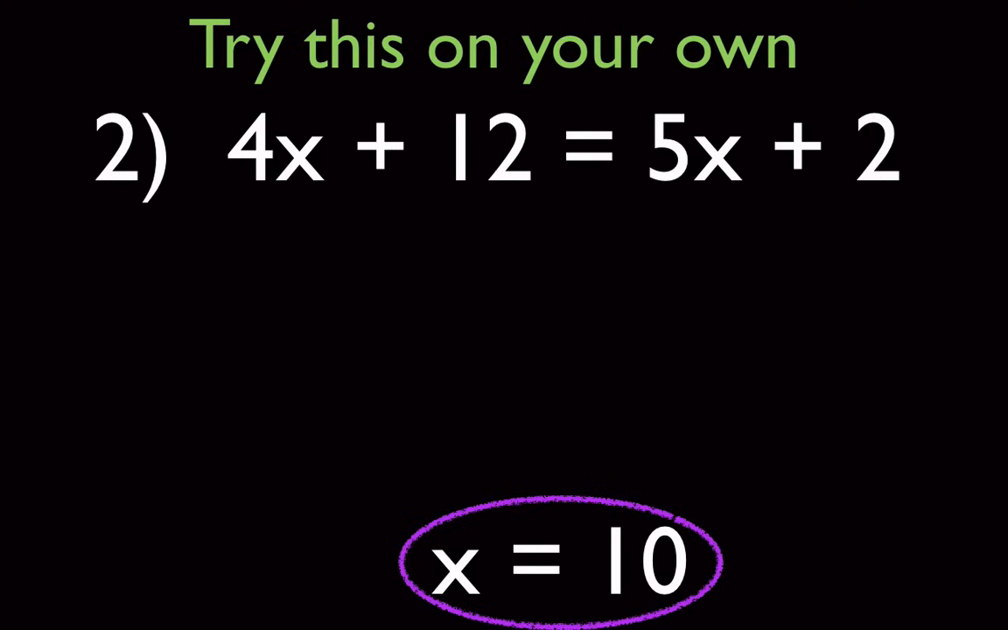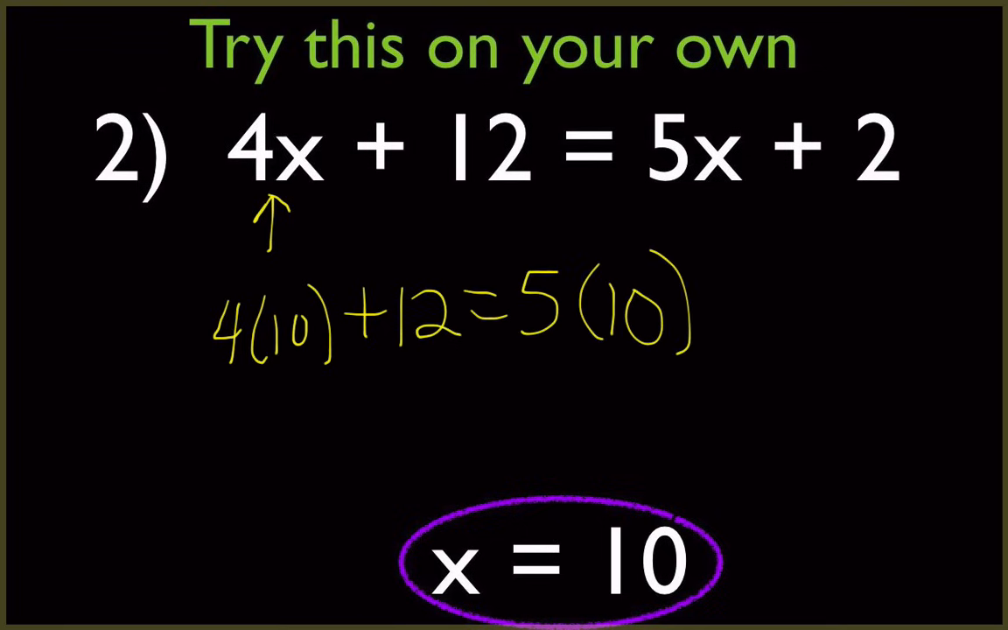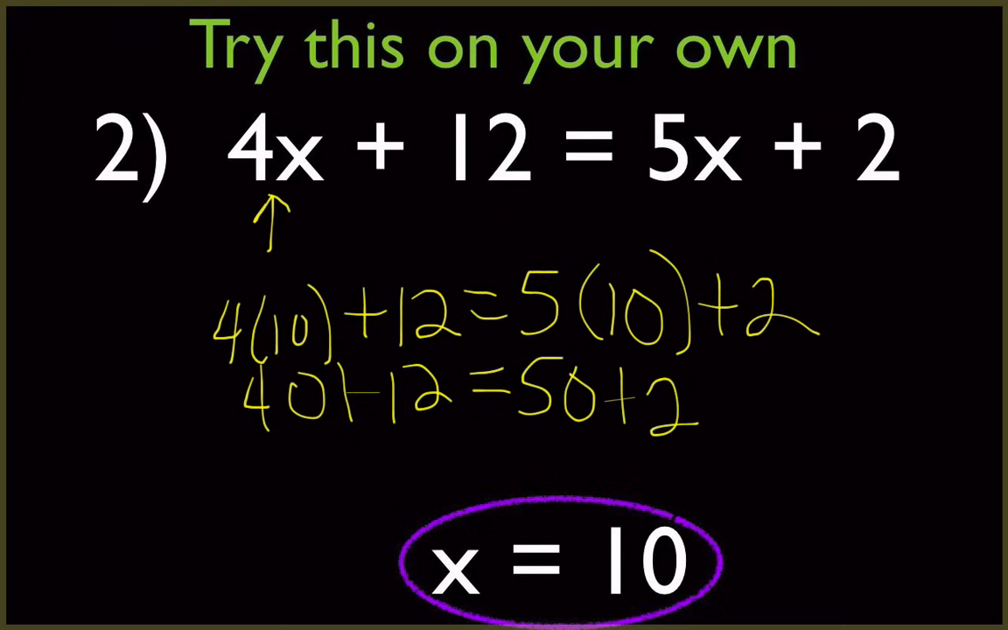Just like before, remember, what we can do as well is we can easily check the answer. So for example, if I take that 4 and I plug it in right here, I'm going to get 4 times 10 plus 12 equals 5 times 10 plus 2. So I'm going to get 40 plus 12 equals 50 plus 2. And if you check, those both equal 52. So then we know we have the right answer. So again, remember, that's a great way to make sure your answers are correct.